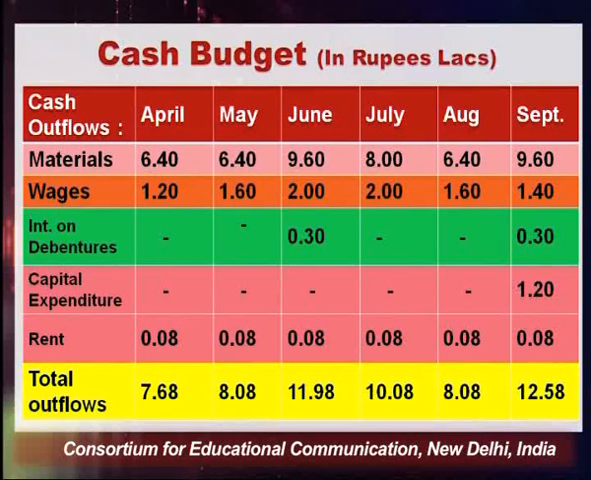So once it is computed, since we have both the values now, cash inflow and cash outflow, it is quite easy for us to find out the closing cash balance. We'll once again be writing the opening balance of cash, total inflows, and we'll be deducting total outflows out of it to arrive at the closing balance of cash.